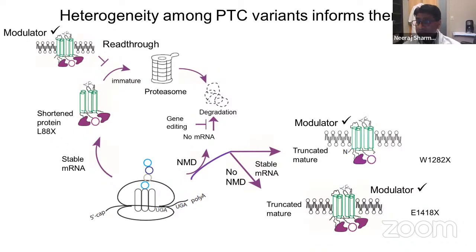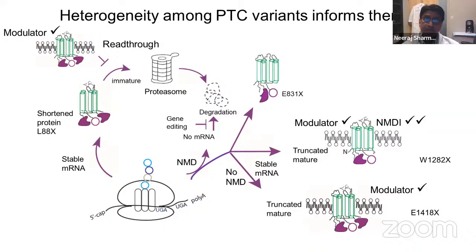But the biochemistry of CFTR has also shown that there are variants a little further up in the CFTR protein structure, like W1282X, before the NBD2 domain. We have shown that they result in a truncated mature protein. They are modulator responsive. However, they result in nonsense mediated mRNA decay. So if you can inhibit the NMD, they can be prioritized for these modulator drugs.